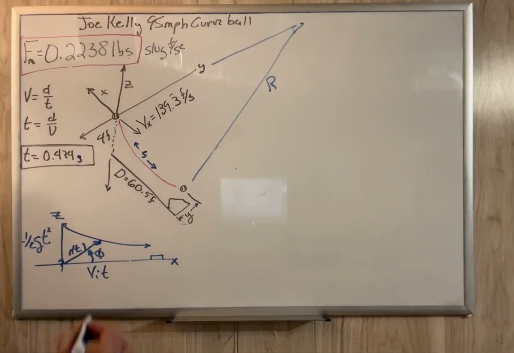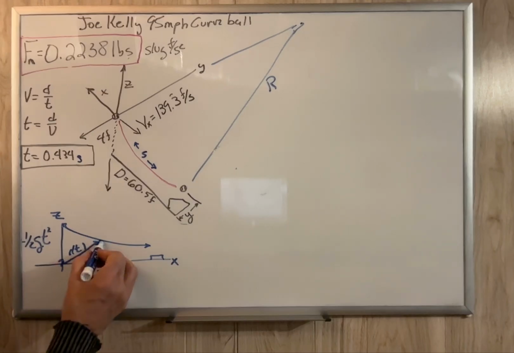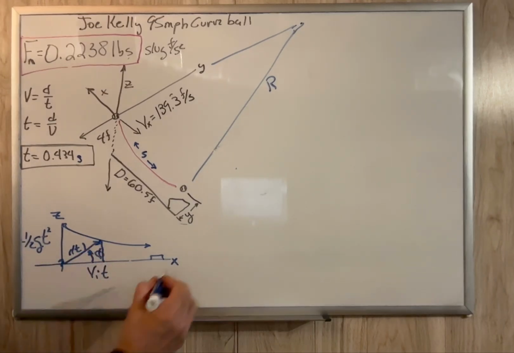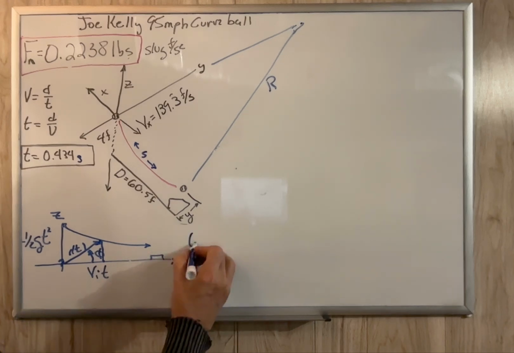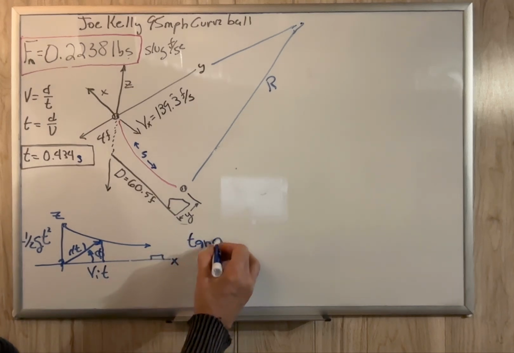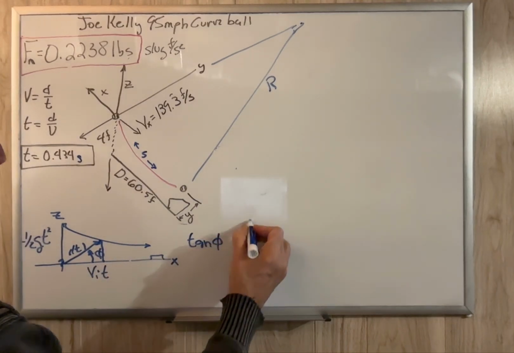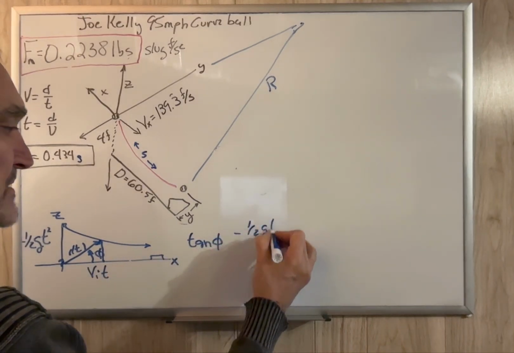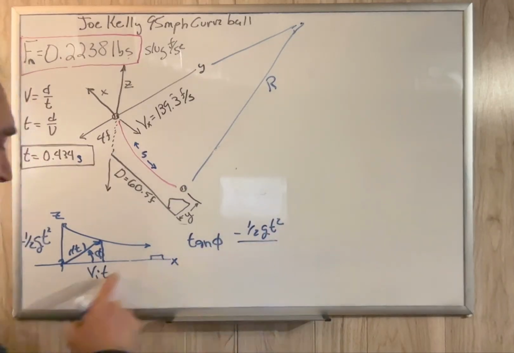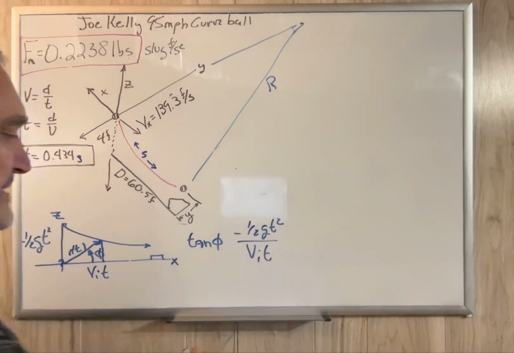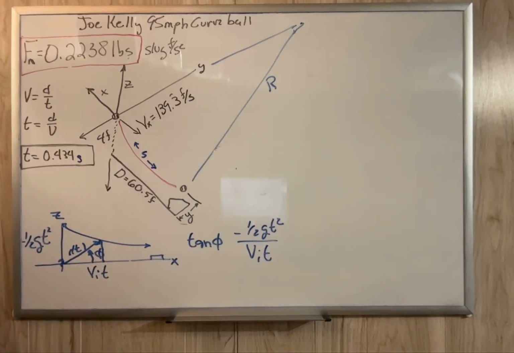Well, if we look at this and use the good old Pythagoras theorem, right? If we look at the tangent of phi, the tangent of phi is going to be what? Opposite over adjacent. So that would be negative 1/2 gt squared divided by the adjacent, which is velocity initial t. Okay, so we found the tangent.